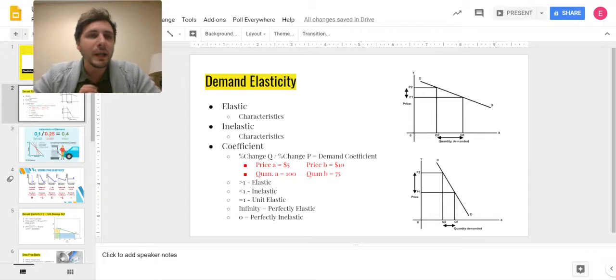Something that's highly inelastic has, like I said, very few substitutes. So gasoline is a great example of this. If I don't get gas, I have very little else I can do to make my car run. So that's going to be highly inelastic.